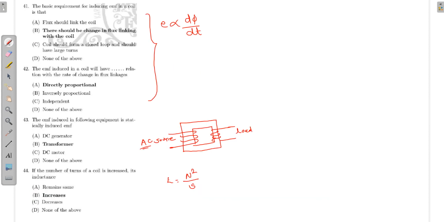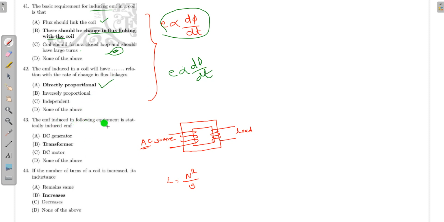Let's come to the next one. The basic requirements of induced EMF: the flux should link with the coil, there should be a change in the flux linking with the coil, and the coil should form a closed path and should have a large number of turns. If the coil forms a closed path, then the current will flow. Here what is asked is only induced EMF. So induced EMF is only proportional to d phi by dt, that is the change in flux linking with the coil. The EMF induced in a coil will have a directly proportional relationship with the rate of change of flux, obviously, because it is d phi by dt.